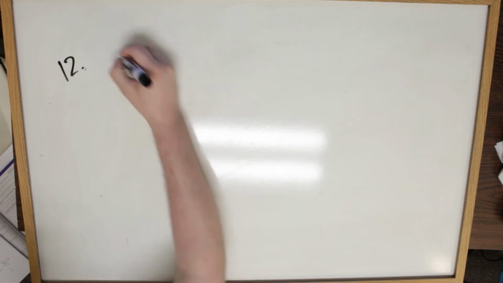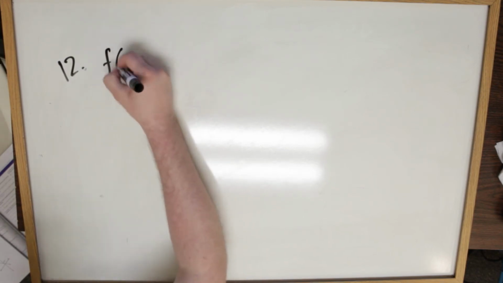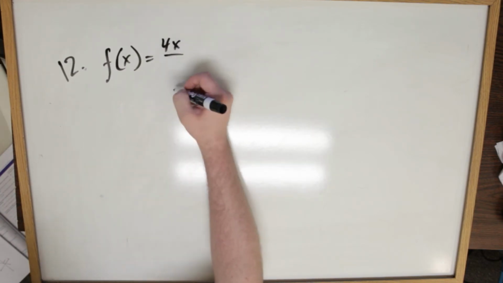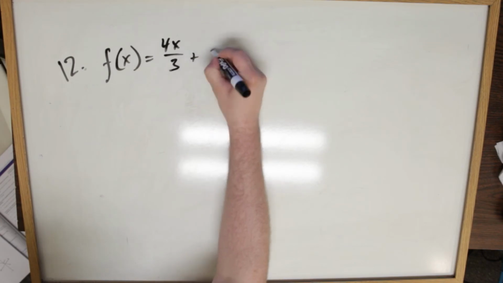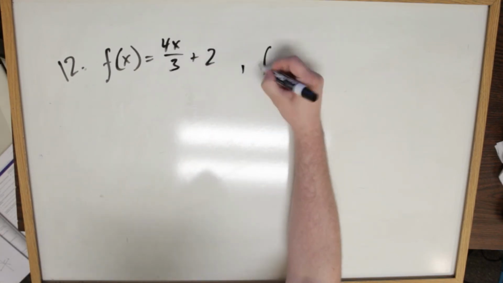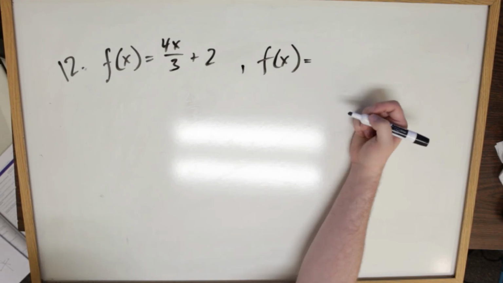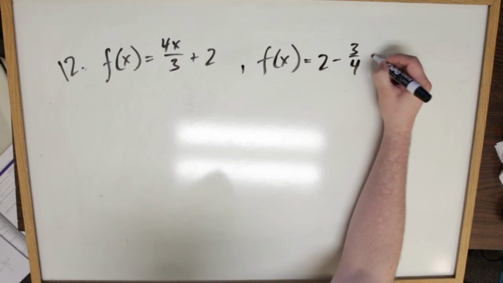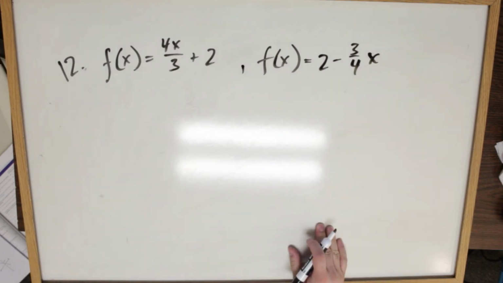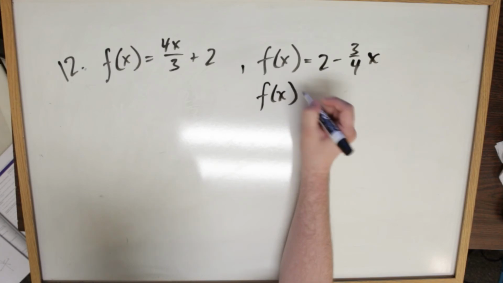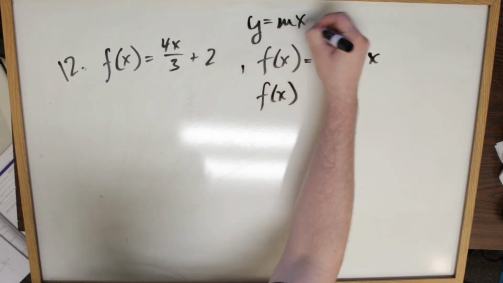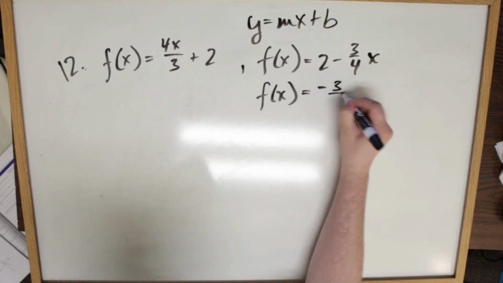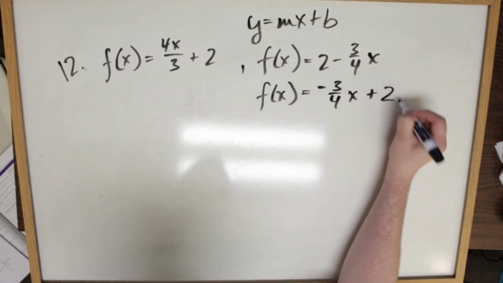So question 12, we've got f of x. Remember, f of x is the same as y. 4x over 3 plus 2. And I'll do them next to each other this time so you can see. This is equal to 2 minus 3 over 4 times x. Okay. So again, let's just put this in the proper form. Remember, y is equal to mx plus b. So this means that we need to bring that to the front, minus 3 over 4 times x plus 2.